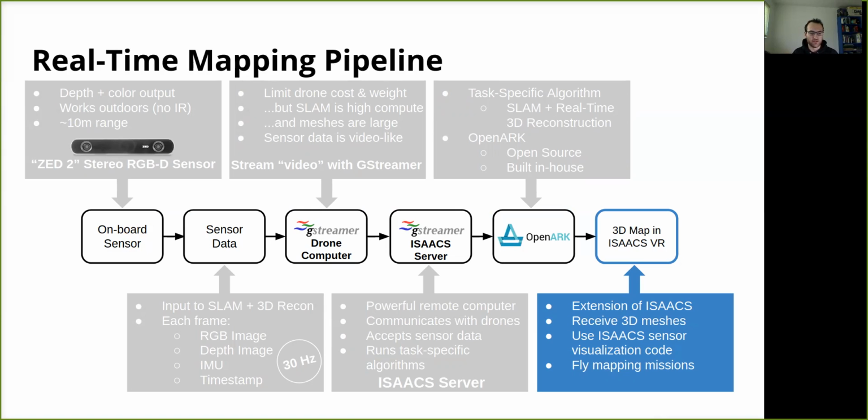So quickly, let me go from the start. We have an onboard sensor, the Z2. The Z2 sends its data over into the drone computer that it's connected to. Then we take that data, we stream it wirelessly using GStreamer to Isaac server. Isaac server runs OpenARK, and OpenARK gives us 3D meshes that we visualize in Isaacs. Next, I'll talk about more details of this pipeline.